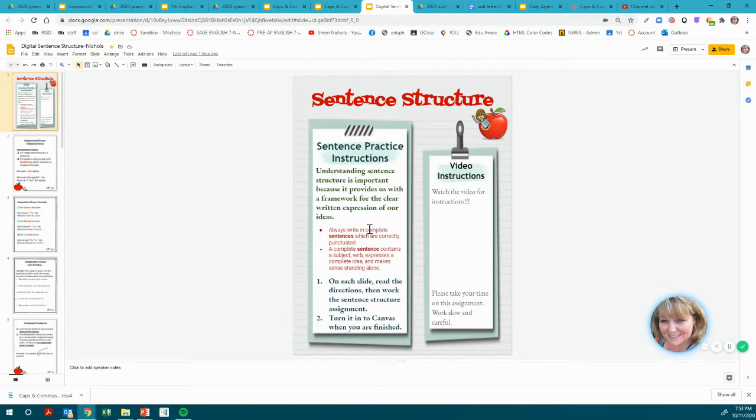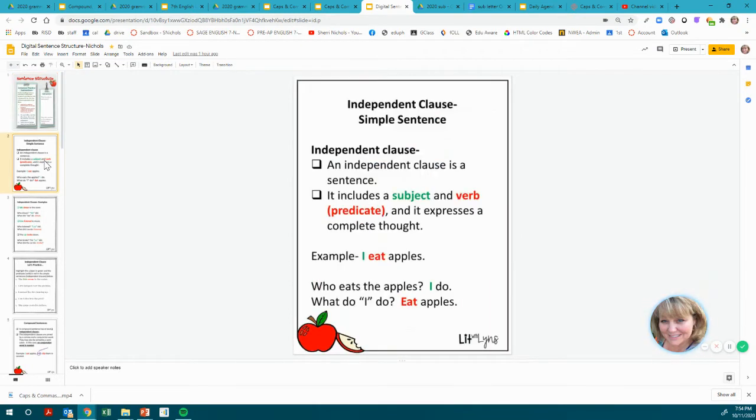So understanding sentence structure is important because it provides us with a framework for the clear written expression of our ideas. Now, when you write, you need to always write complete sentences, which are correctly punctuated. A complete sentence contains a subject, a verb, expresses a complete idea, and makes sense standing alone. Now, on each slide, you'll read the directions, then work the sentence structure assignment. You'll turn it into Canvas when you are finished. I will go over each assignment with you quickly and get you started. I will also cover the rules.